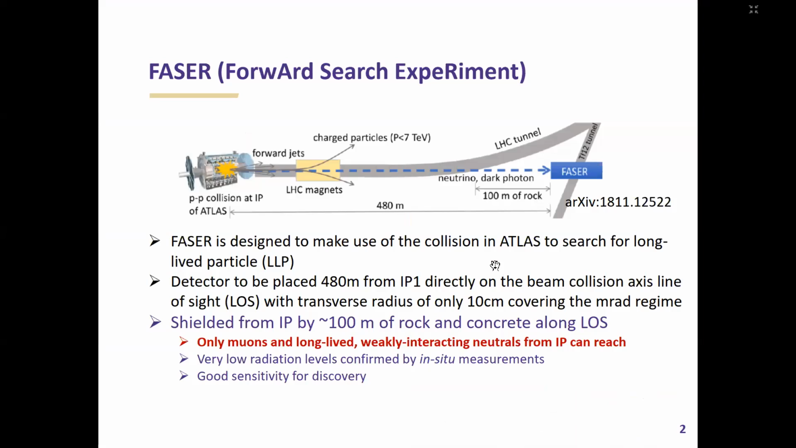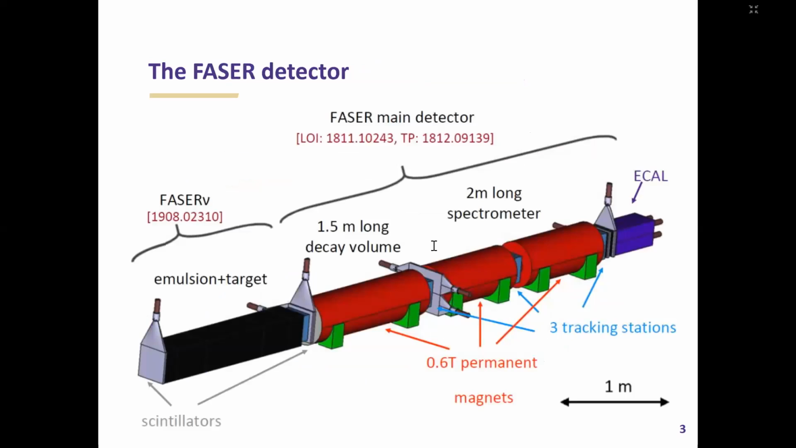FASER is a new detector to search for long-lived particles, and it is in the forward direction of ATLAS, about 500 meters away from IP1. The background level for this experiment is very low and dominated by the muons. Here is the plot of the FASER detector.